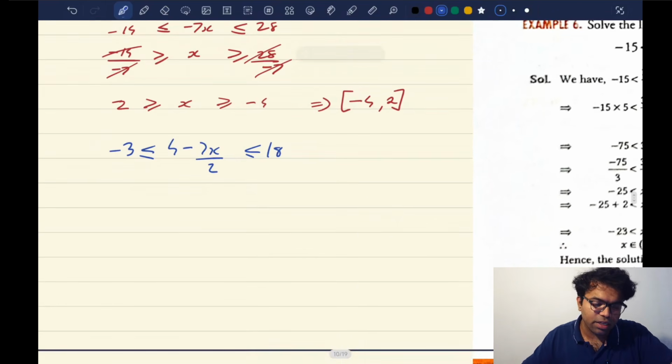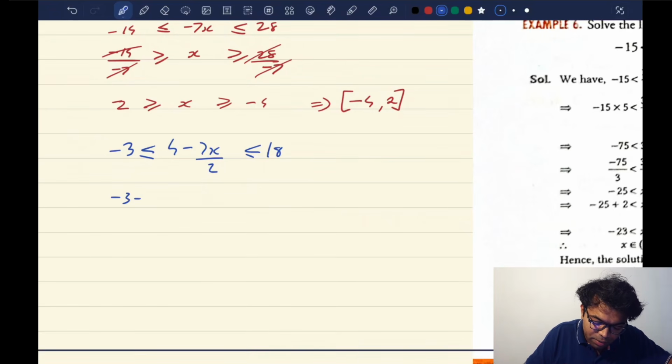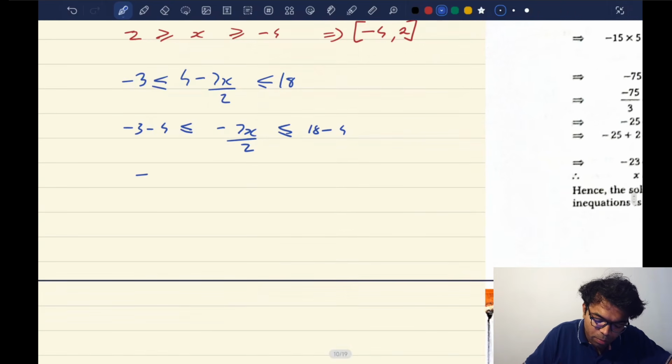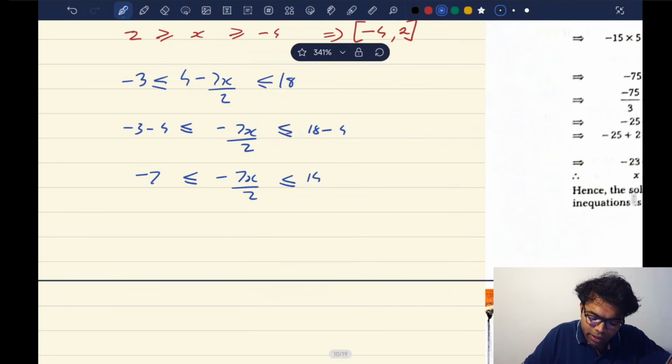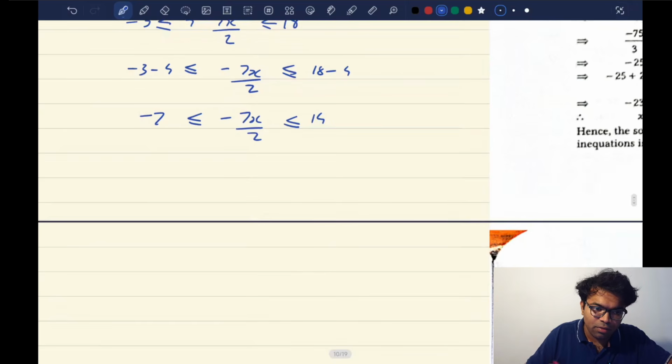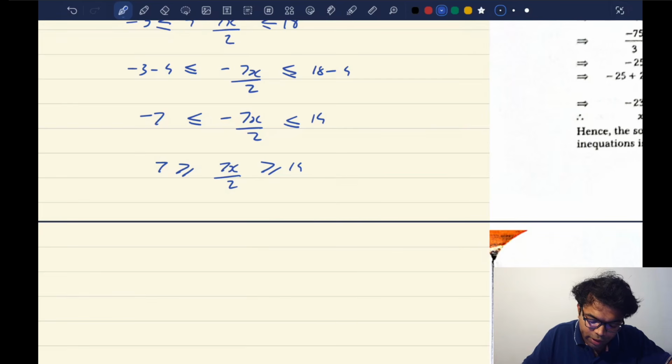Let's see. First things first, we have to remove the 4 from both sides. So minus 3 minus 4 is less than or equal to minus 7x upon 2 is less than or equal to 18 minus 4. This will give you minus 7 is less than or equal to minus 7x upon 2 is less than or equal to 14. Now the minus sign flips all the inequality signs. So what do we get? 7 is greater than or equal to 7x upon 2 is greater than or equal to minus 14.